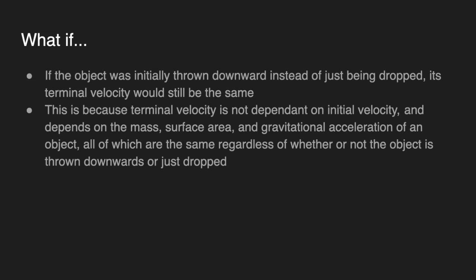Finally, for our what-if question: if the object was initially thrown downward instead of just being dropped, its terminal velocity would still be the same as if it was just dropped. This is because terminal velocity is not dependent on initial velocity, and depends on the mass, surface area, and gravitational acceleration of an object, all of which are the same regardless of whether or not the object is thrown or dropped.